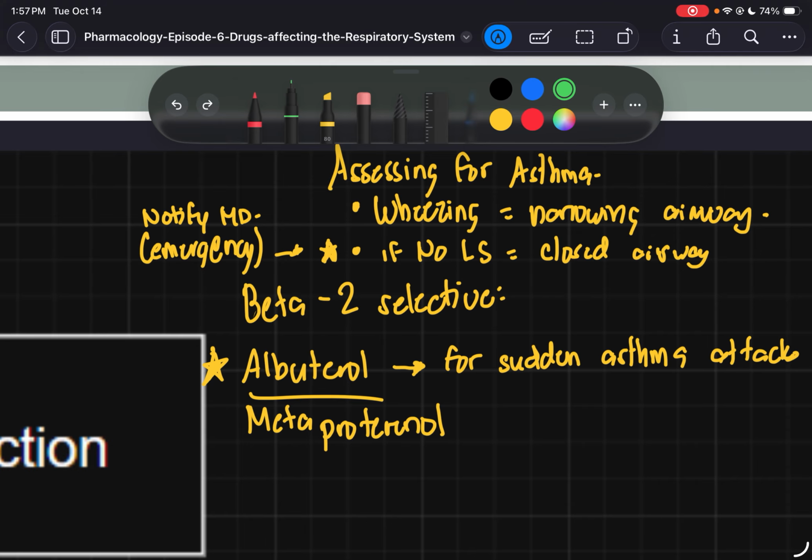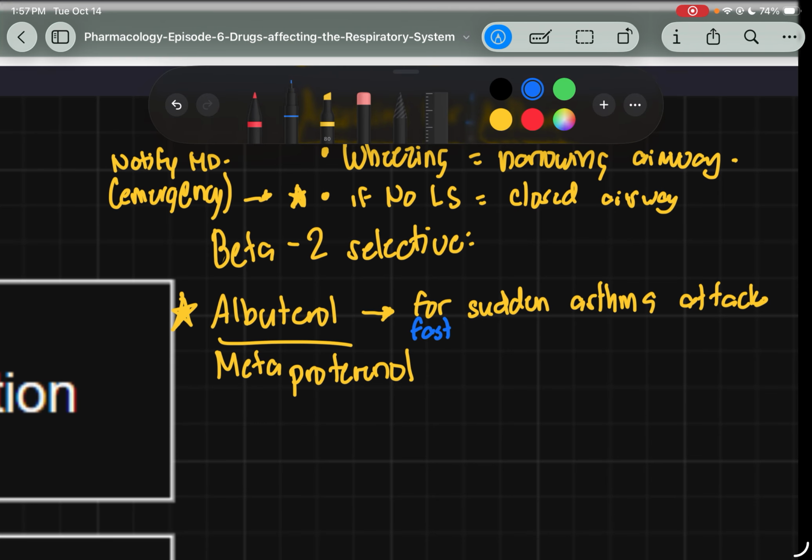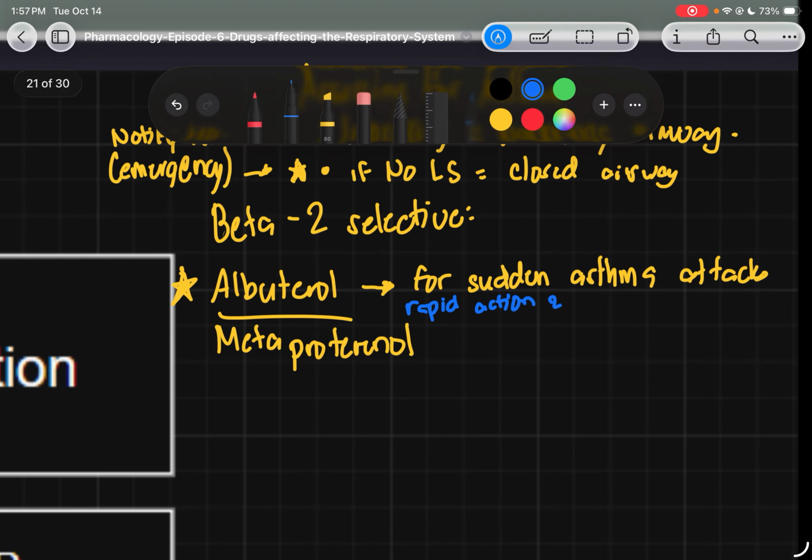And the reason why we give albuterol, and I'm going to put it here in blue, is because it has a rapid action, and it has a long duration, making it very good as an emergency drug.